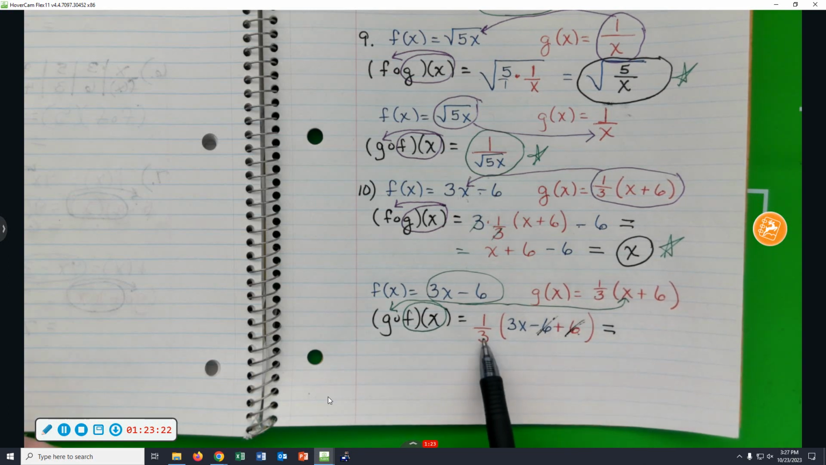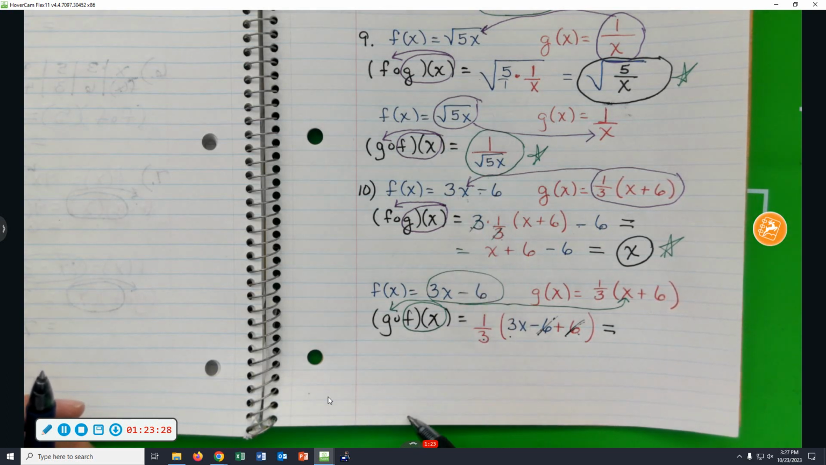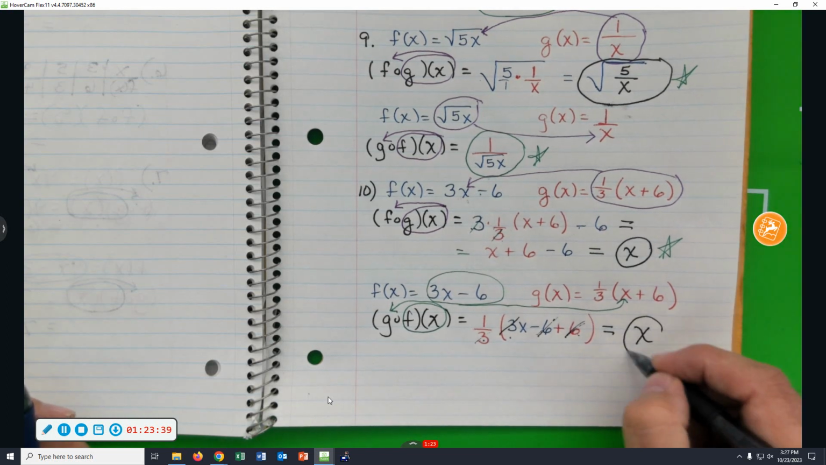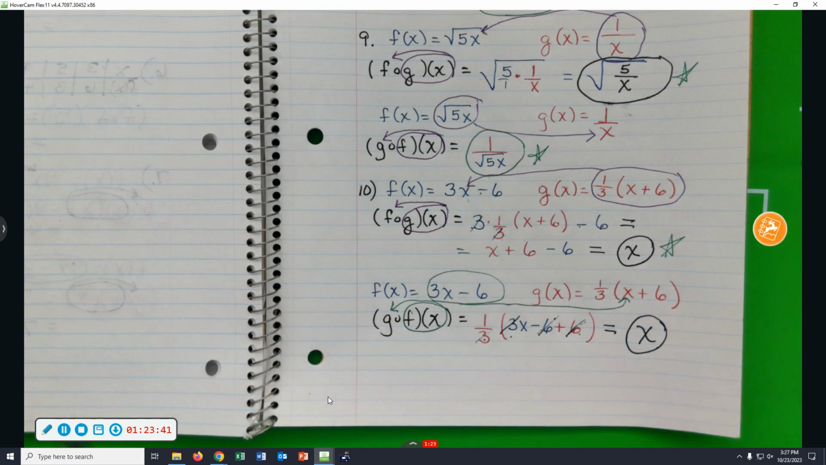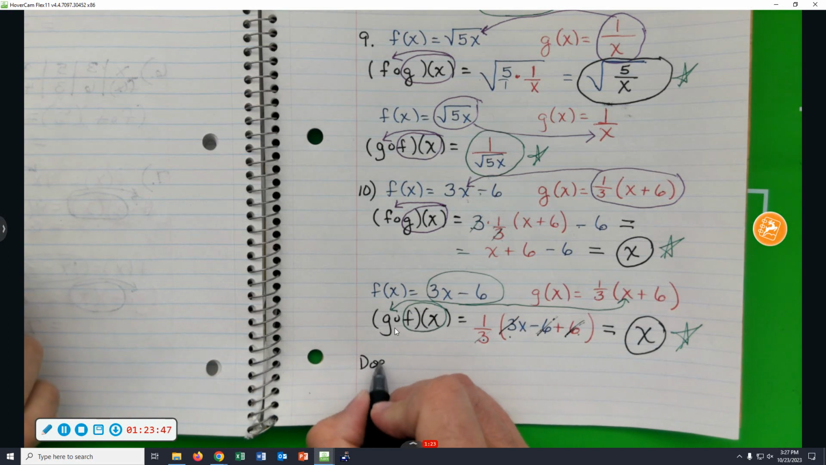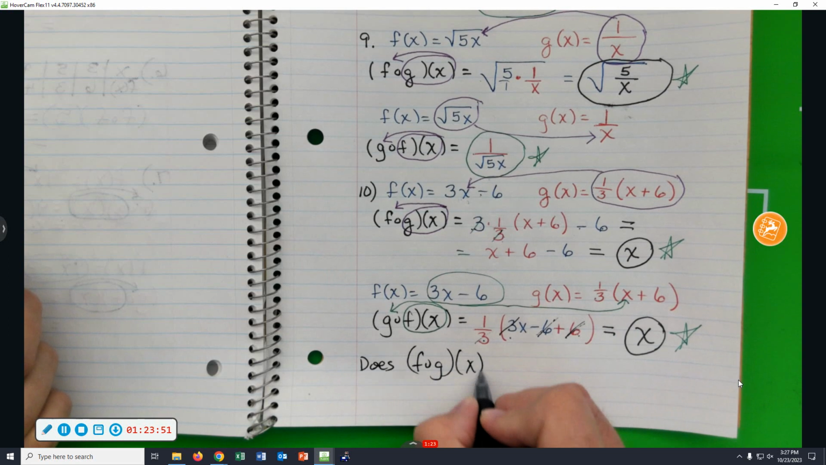And what about 1/3 times 3? Up here we said 1/3 times 3, they canceled out. Do they still cancel out? Yeah, 1/3 times 3 over 1. What are we left with here? Just 1x, so x. So now, this is one of those special cases where the composition in both directions reduces to the same thing, x.